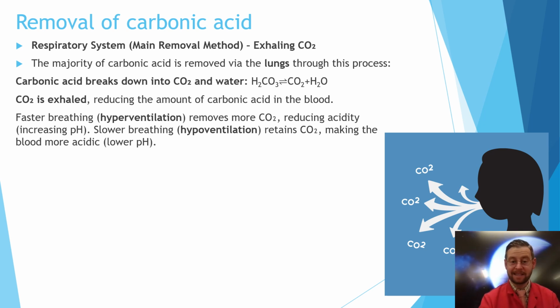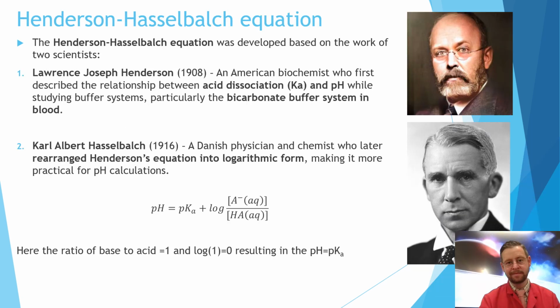It means that faster breathing removes more CO₂, which reduces the amount of CO₂ in the bloodstream. What you can actively do by fast breathing is change your blood pH. I don't recommend that you try this. Now, one little nod to the people that figured this all out. The two scientists, American biochemist Lawrence Joseph Henderson, that's him there at the top, and the Danish physicist and chemist Carl Albert Hasselbalch. These two people wrote down the Henderson-Hasselbalch equation.